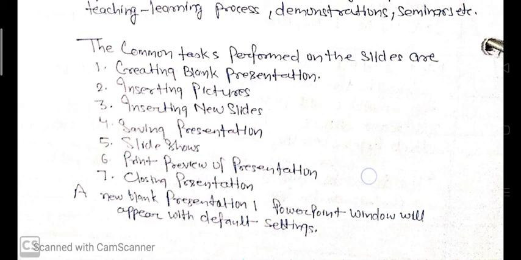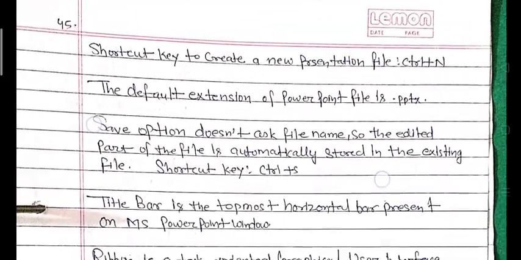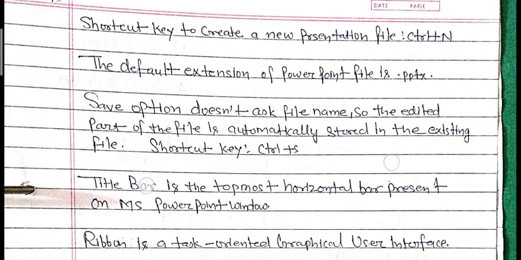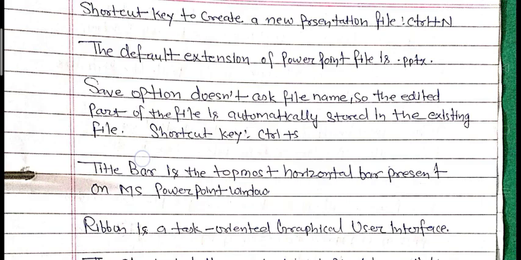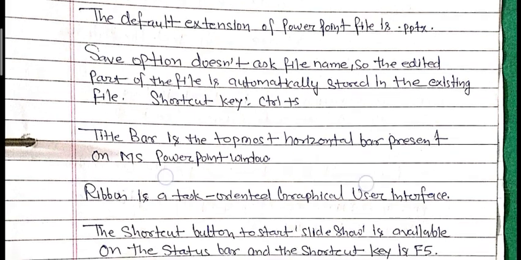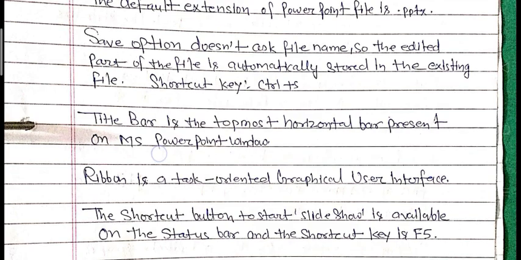A new blank presentation: the PowerPoint window will appear with default settings. Shortcut key to create a new presentation file: Ctrl plus N. The default extension of a PowerPoint file is PPTX. The Save option does not ask for a file name, so the edited part of the file is automatically stored in the existing file. Shortcut key: Ctrl plus S.